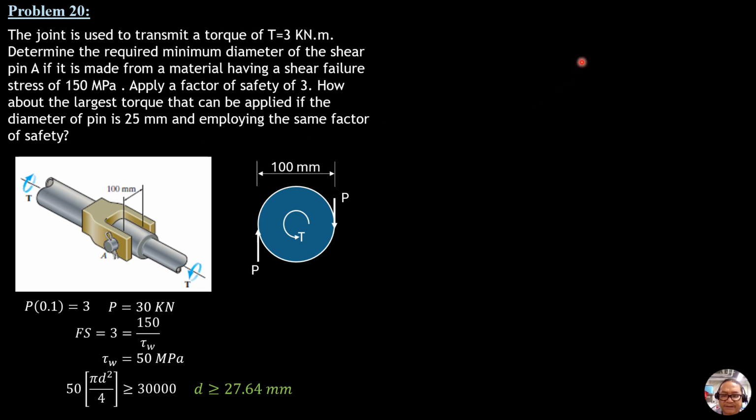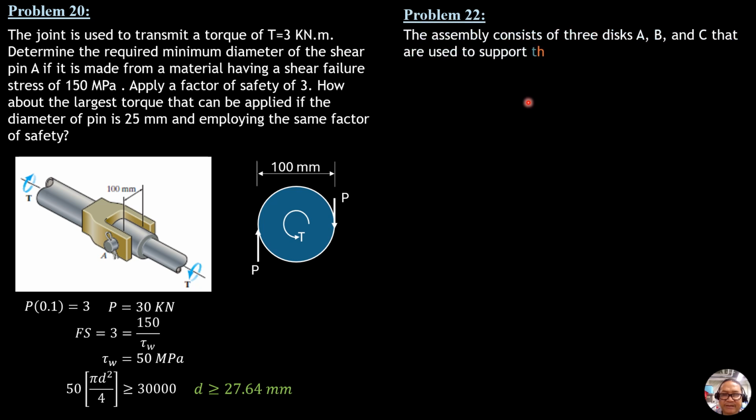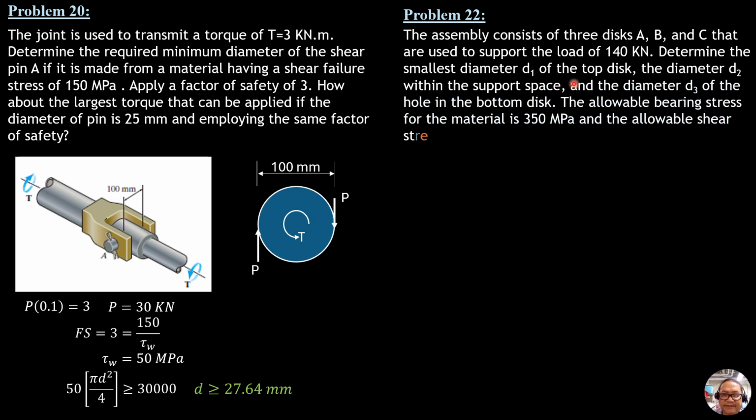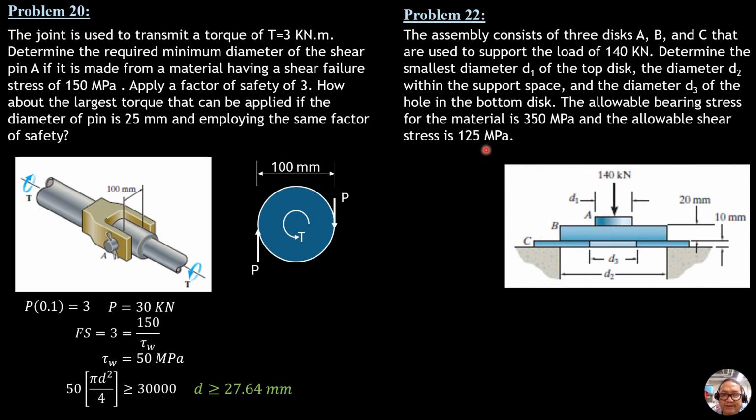Let's solve first this problem 22. The assembly consists of 3 discs A, B, and C that are used to support the load of 140 kilonewtons. So determine the smallest diameter D1 of the top disc, the diameter D2 within the support space, and the diameter D3 of the hole in the bottom disc. The allowable bearing stress for the material is 350 megapascals and the allowable shear stress is 125 megapascals.